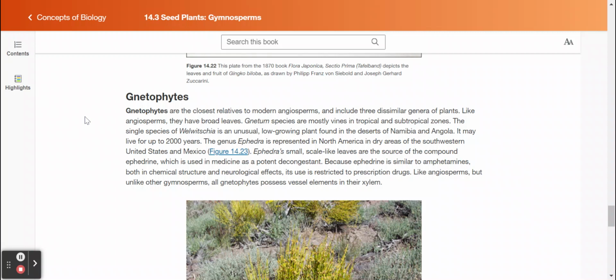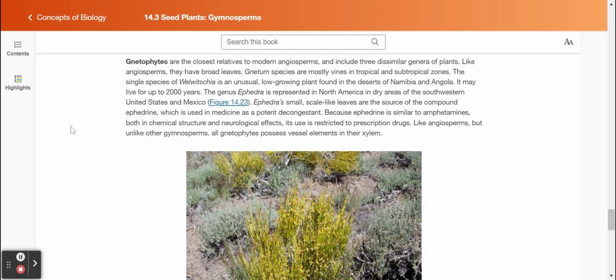Gnetophytes. Gnetophytes are the closest relatives to modern angiosperms and include three dissimilar genera of plants. Like angiosperms, they have broad leaves. Gnetum species are mostly vines in tropical and subtropical zones. The single species of Welwitschia is an unusual, low-growing plant found in the deserts of Namibia and Angola. It may live for up to 2,000 years.